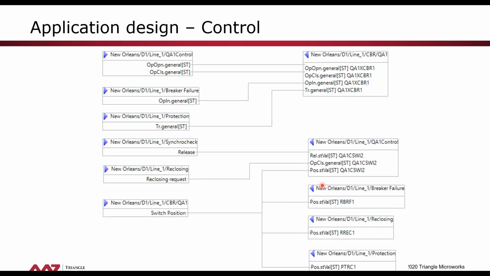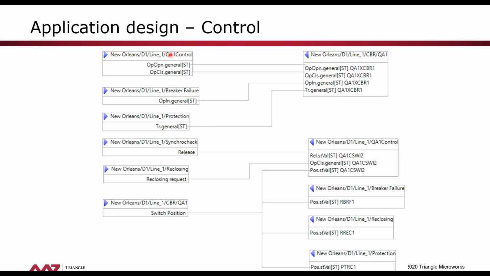This picture shows now the overview of our design again, what we need to do for the control. So we have the breaker interface with the breaker logical node that receives the operate open and operate close from the switch control. It also receives a retrip, the opt-in from the breaker failure function. It receives the trip from the protection function. The synchro check sends a release to the control function.